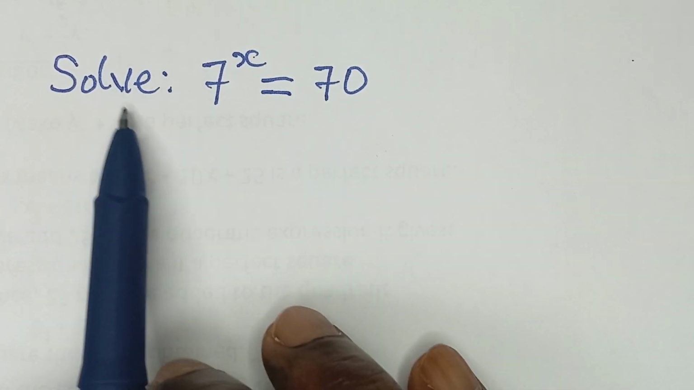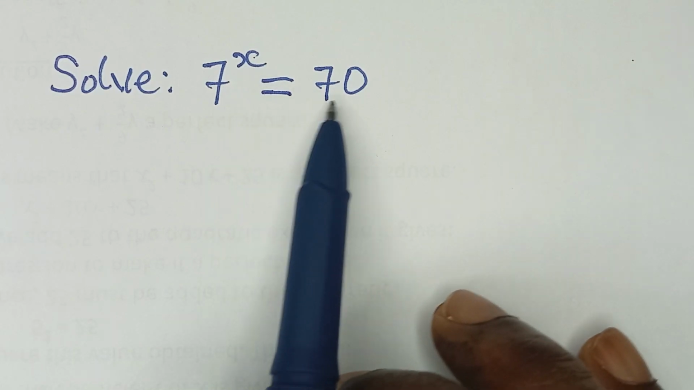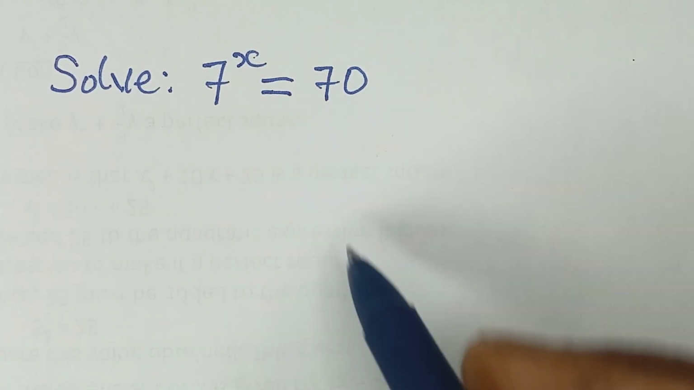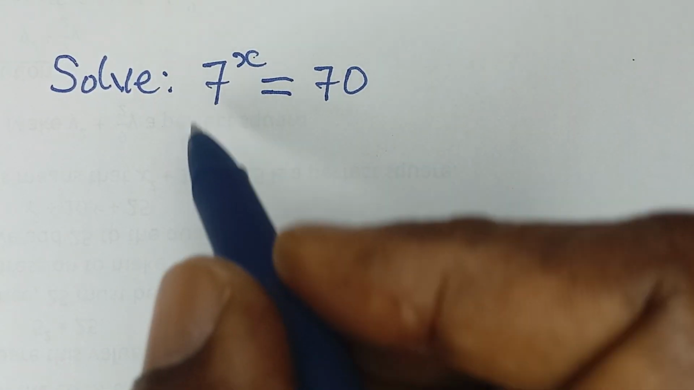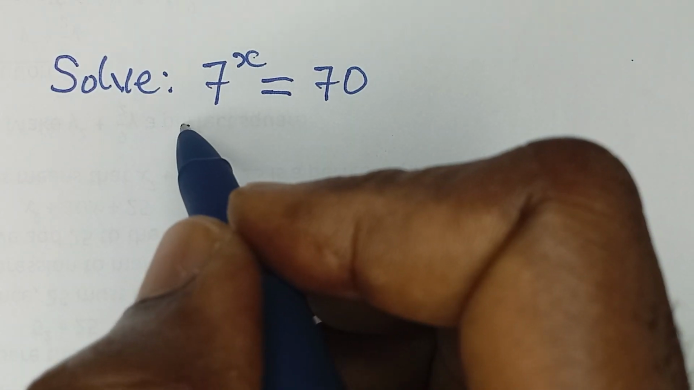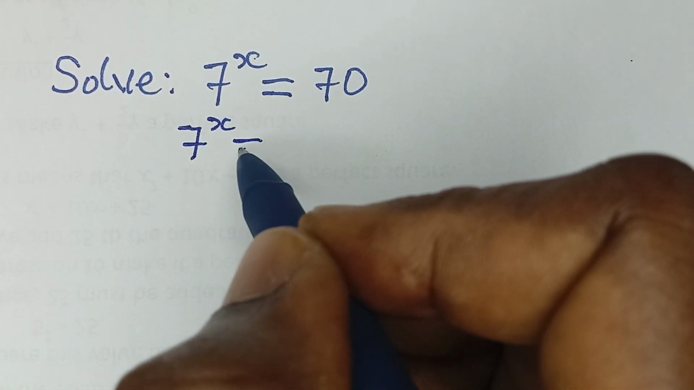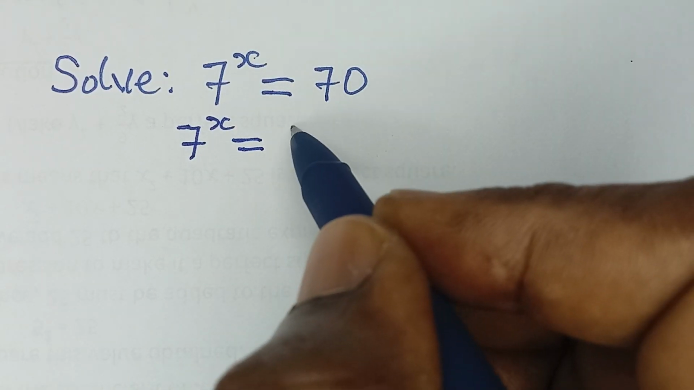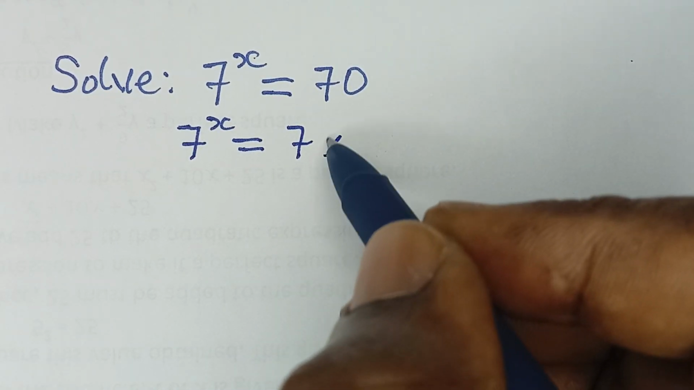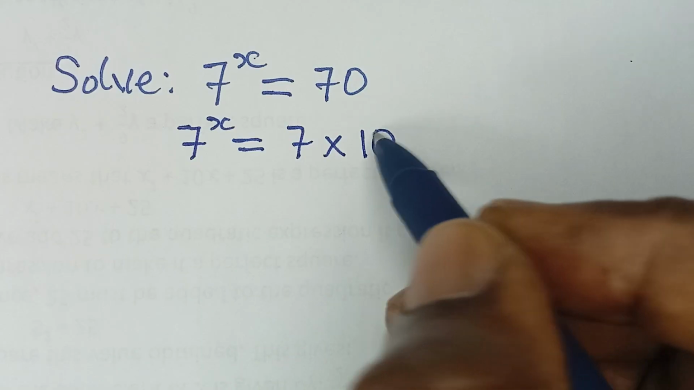The question here says solve 7 raised to power x is equal to 70. A very quick way of doing this is to break down the right hand side first. So we have 7 raised to power x is equal to 70, which is 7 multiplied by 10.